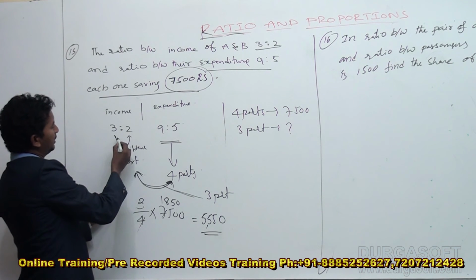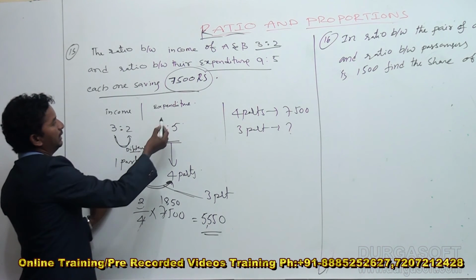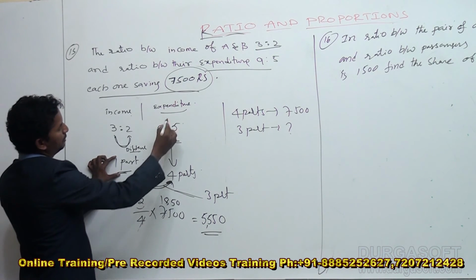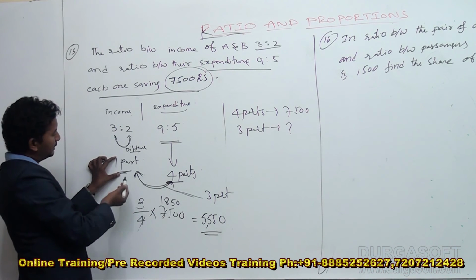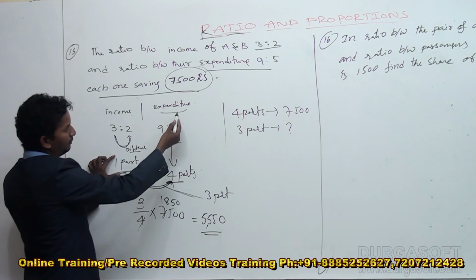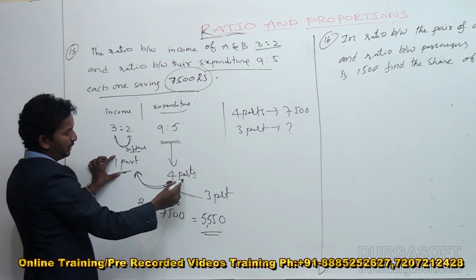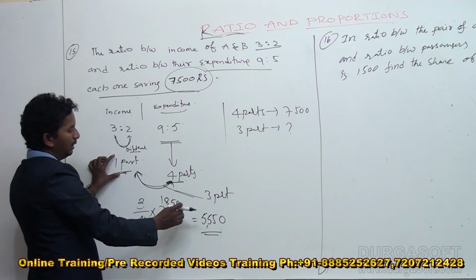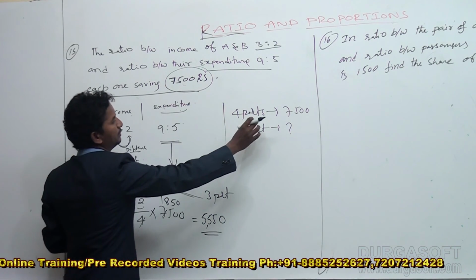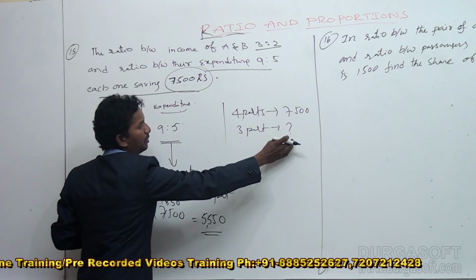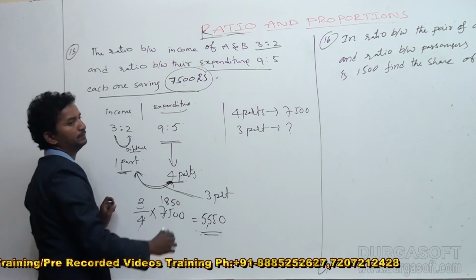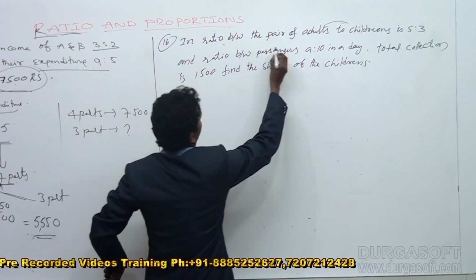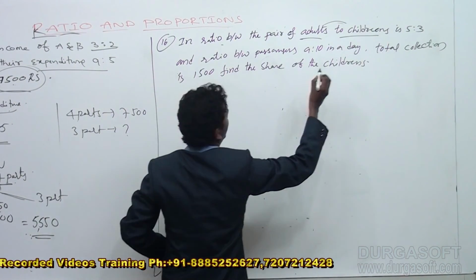So the difference of income is 1 part, and the expenditure also, this is the 4 parts. Now again income is 1 part, equal to the difference of expenditure 4 parts. This income and expenditure gives the saving. So now total saving is given, 7400. 3 parts is equal to how much? It is 5500.